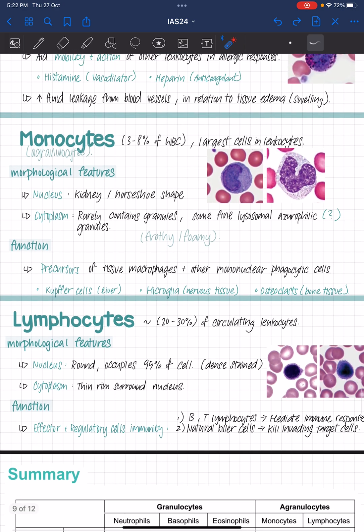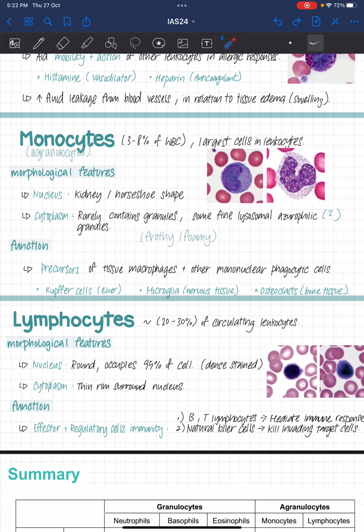Next, we have monocytes. These are agranulocytes, so no granules. They make up 3 to 8% of the white blood cells, and they are the largest in size. Key features are that its nucleus is kidney-shaped or horseshoe-shaped. And they rarely contain granules, but they have some azurophilic granules. How you remember this is that they kind of look like bubbles. They look frothy and foamy, the cytoplasm.